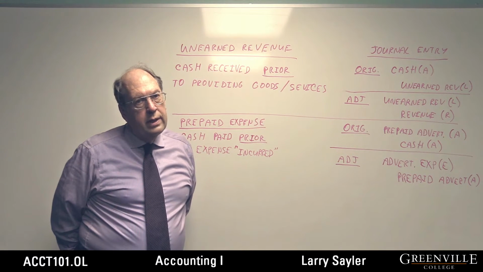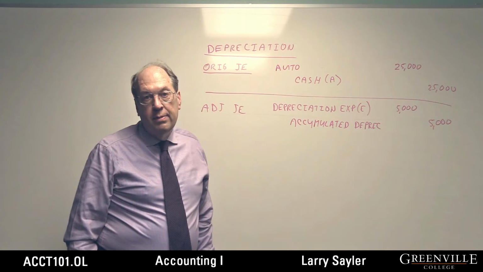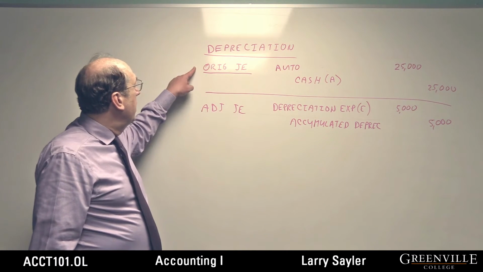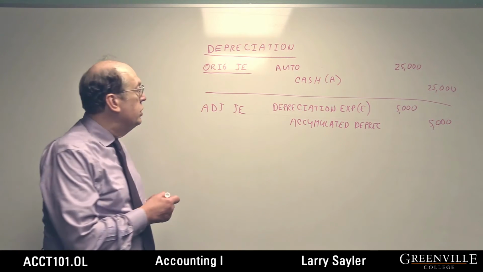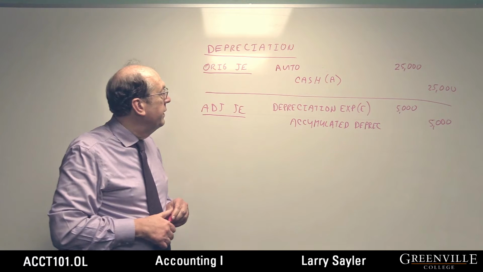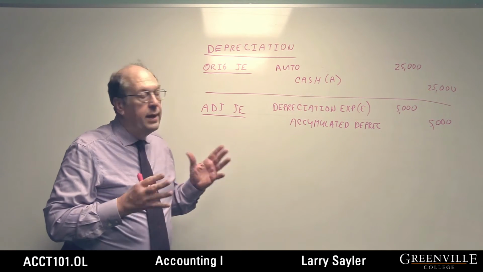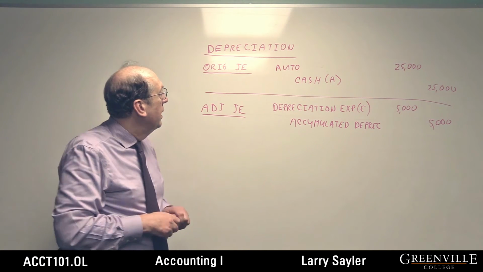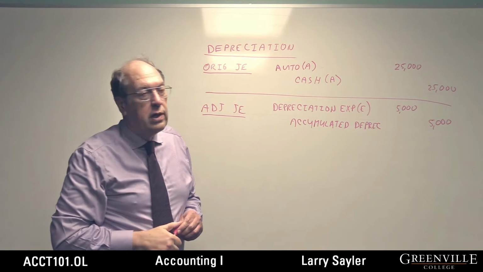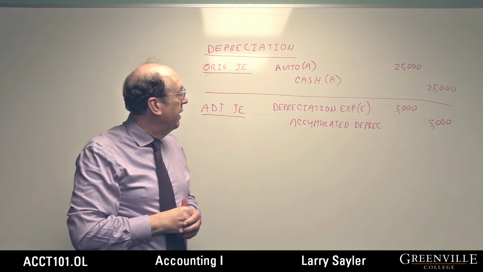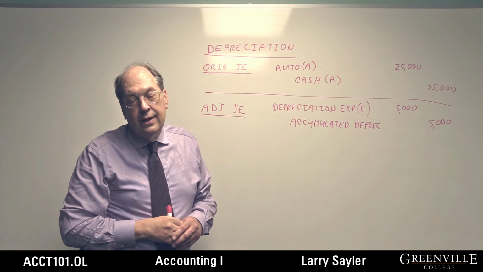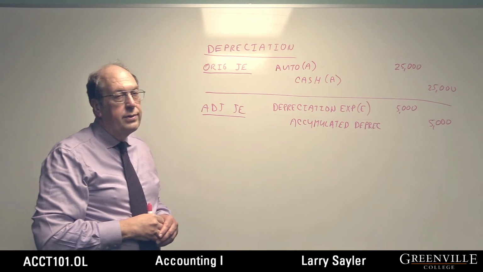There's a fifth journal entry, we'll get to that one in just a minute. The fifth type of adjusting journal entry is depreciation. And again, think of the original journal entry and the adjusting journal entry. Let's say the college buys a car, a college vehicle so students can go places, and we pay $25,000 for it. We'll debit auto, which is an asset account. We increase our asset. We have a car that we didn't have before. We credit cash. That's a reduction of the asset cash for $25,000.